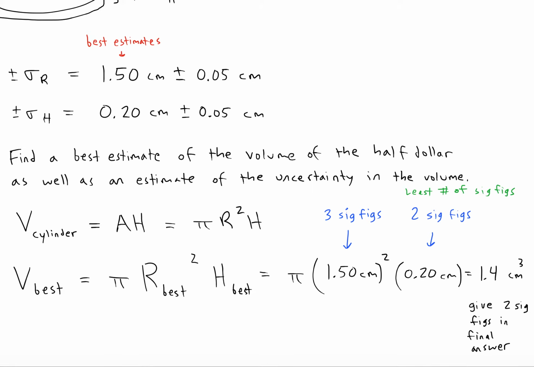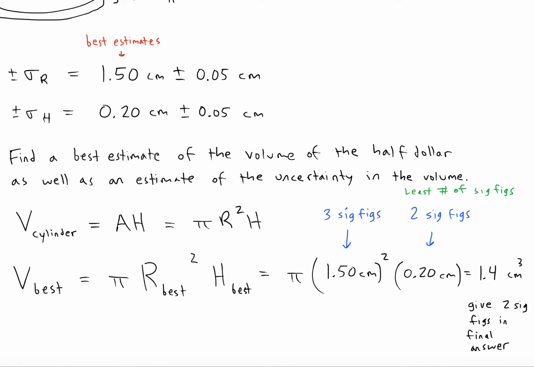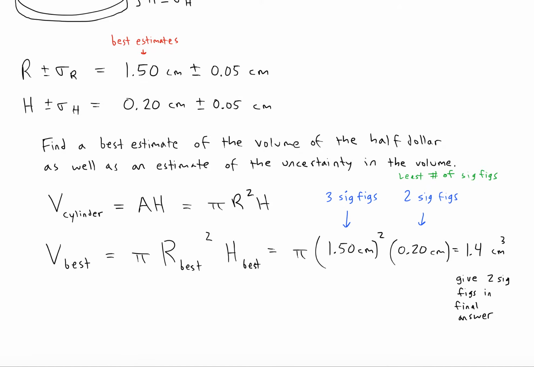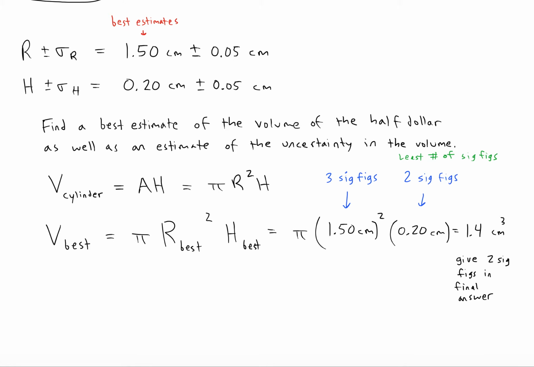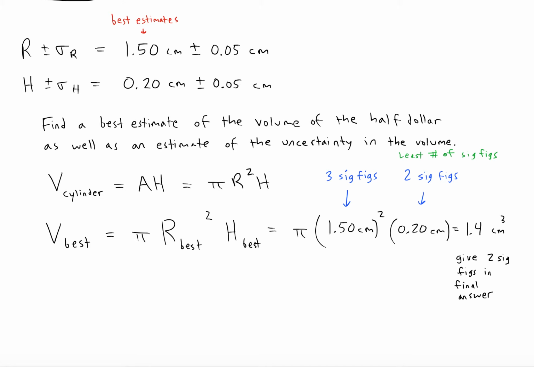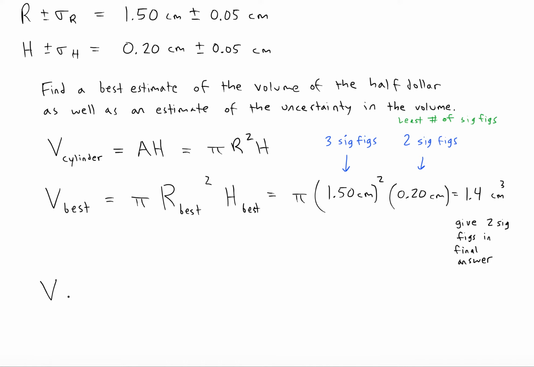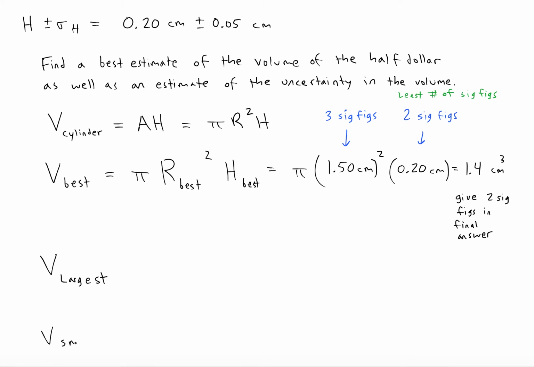All right, now we just want to go a little bit farther, though, and find the uncertainty in our volume. Sometimes people mistakenly think it's just going to be 0.05 because that's what it was originally in our measurements, but that's not the case. We'll show that the uncertainty in the volume is going to be very different from that. So how do we find it? Well, we can find the largest estimate of the volume and the smallest. How would you do that?